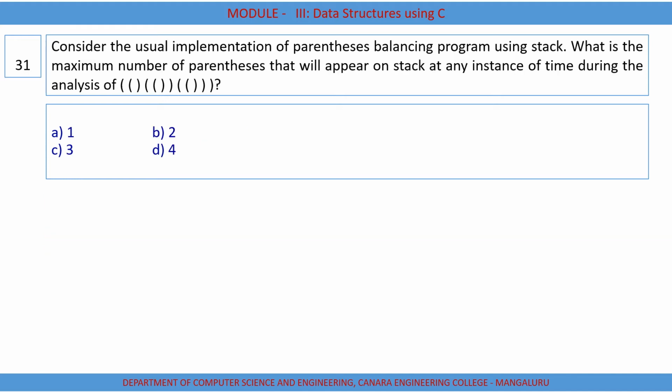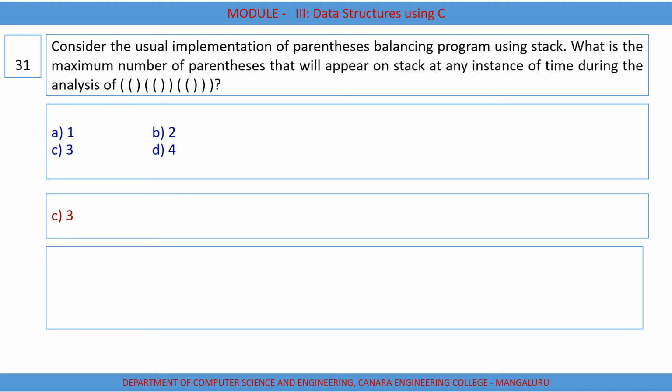Next question: consider the usual implementation of a parenthesis balancing program using a stack. What is the maximum number of parentheses that will appear on the stack at any instance of time during the analysis? Options are 1, 2, 3, 4. So the answer is 3.